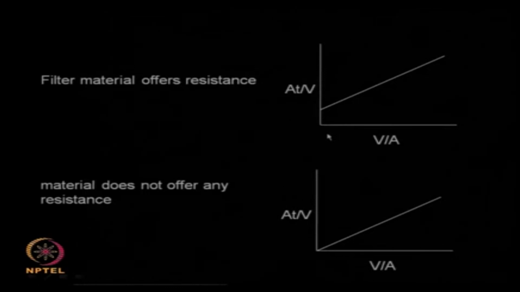So you can find out whether it is a considerable value or very insignificant. If it is considerable, as a design engineer you may have to select some other filter cloth or filter medium whose resistance is very small. Please keep that in mind. If this intercept is large, then you know the filter cloth or filter medium you use does offer some resistance. Ideally it should be as close to the origin as possible.